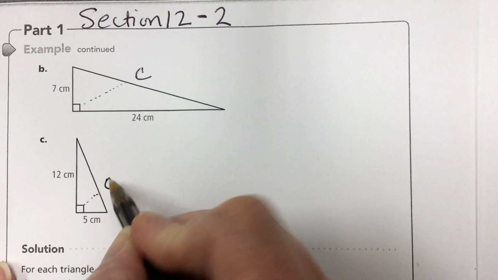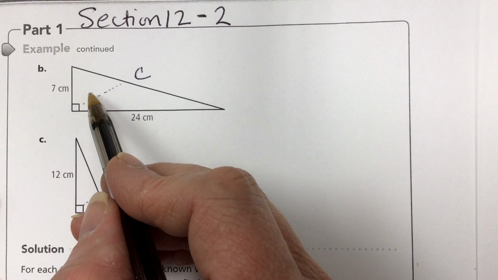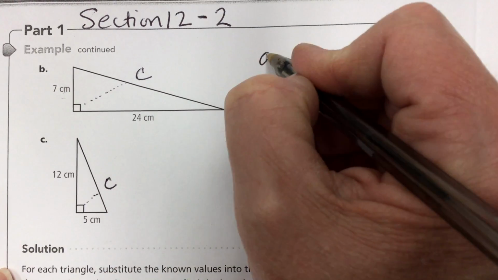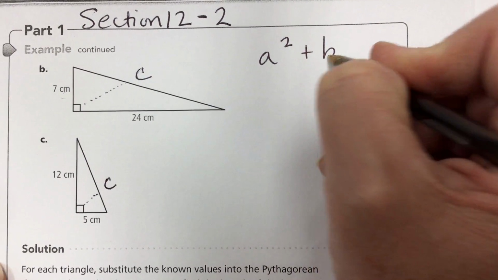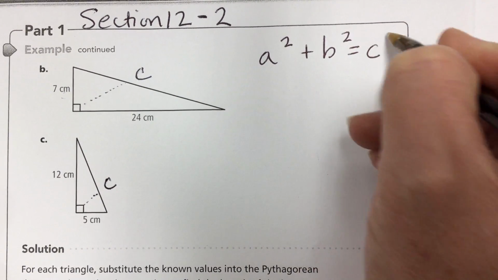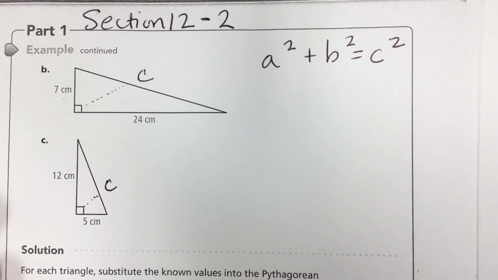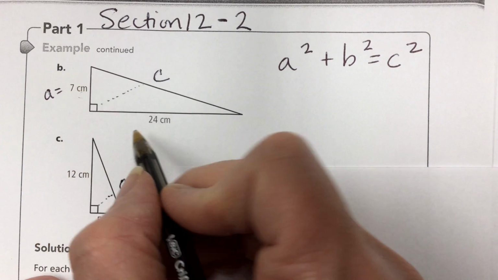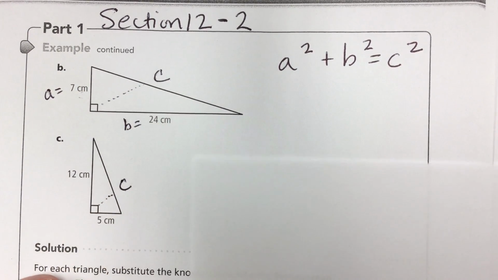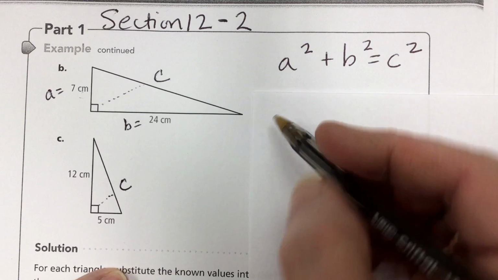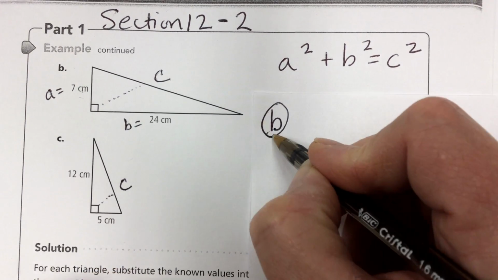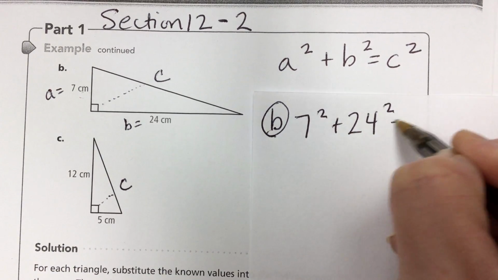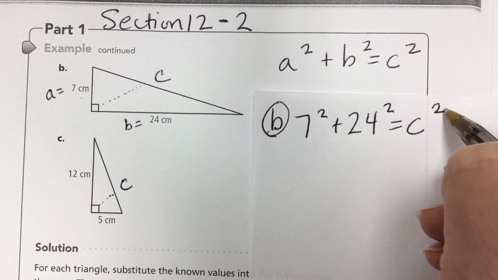So anytime you have a right triangle and you know two legs, you can find the third side by using the Pythagorean theorem, which is a squared plus b squared equals c squared. Okay? So looking at this first one, I'm going to let a equal 7 and b equal 24. So working it over here to the side, for part b, I have 7 squared plus 24 squared equals c squared.